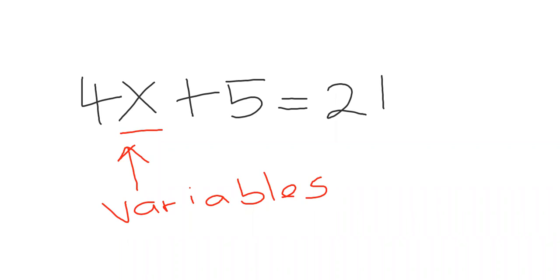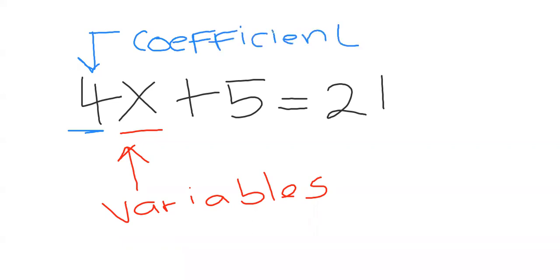Then we have numbers that are next to our variables, or attached to our letters. Those numbers, we call them coefficients. This is a word that you are going to hear me mention a lot throughout the entire topic. So just know that a coefficient is a number that is attached to our variable.